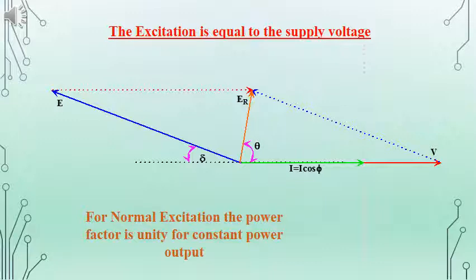In the phasor diagram, we find the resultant voltage of E and V, given as ER, and the actual current I lags by an angle theta. And since it is UPF condition, I as well as the active component of current is in phase with V. Generally we say it as I cos phi, where phi is the power factor angle.